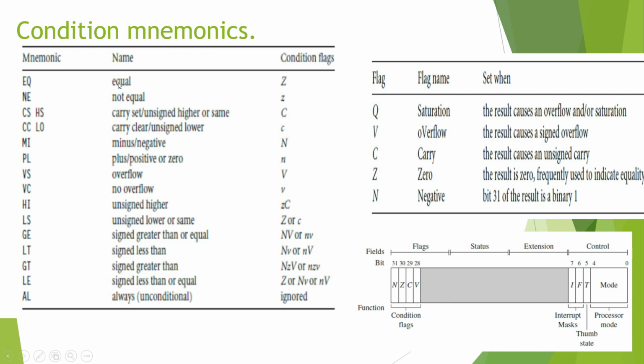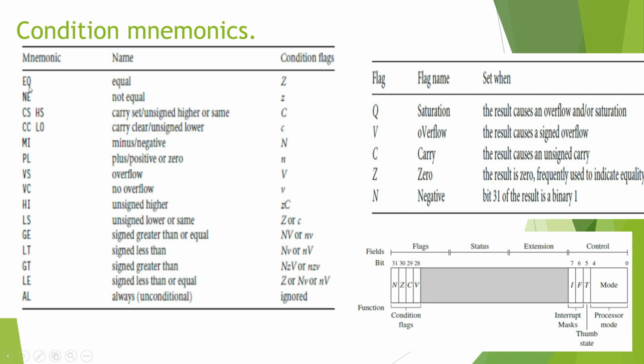We have conditional mnemonics. These are postfix to the instructions. These mnemonics control whether or not the core will execute an instruction. Before execution, the processor compares the condition attributes with the conditional flags in the CPSR. If they match, then the instruction is executed, otherwise it is ignored.